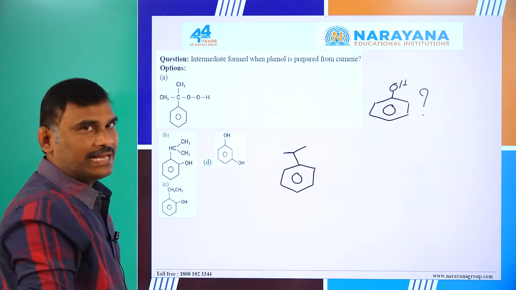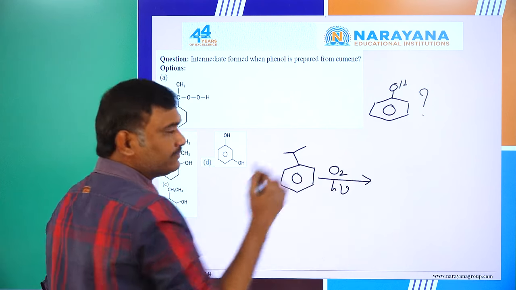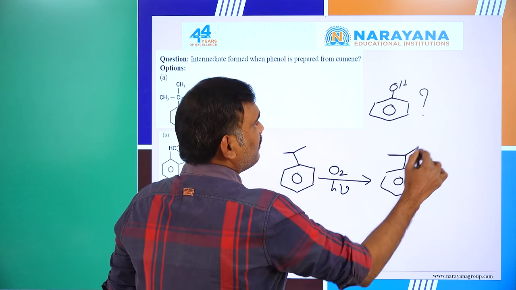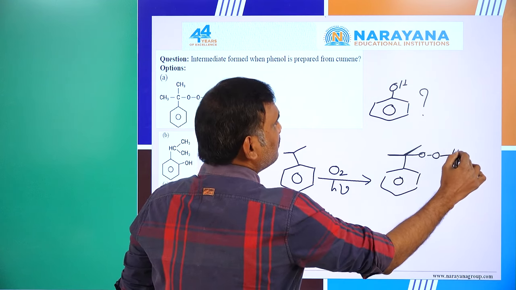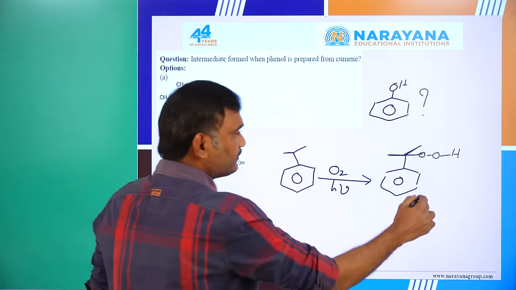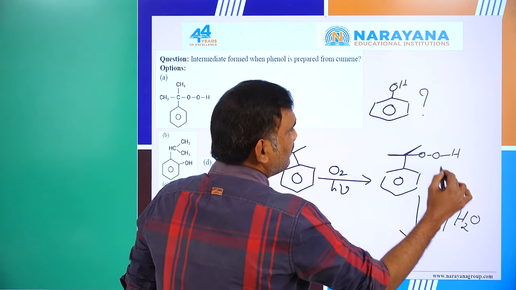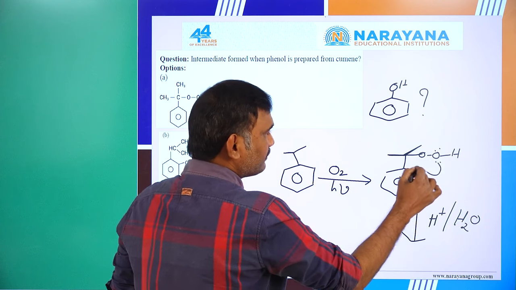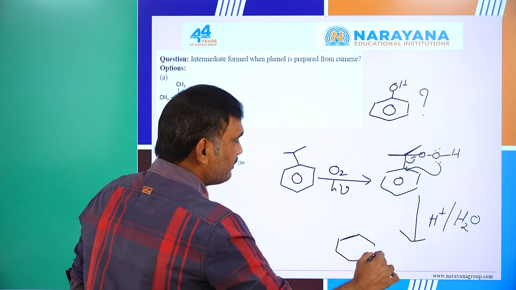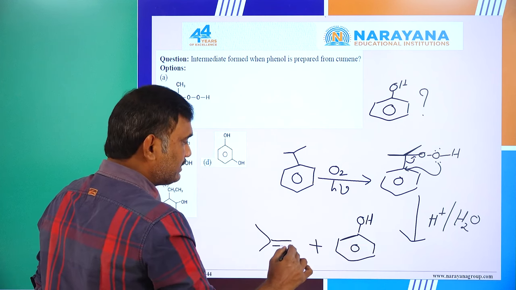Cumene hydrogen peroxide mechanism. When you treat cumene with oxygen in the presence of light, first it forms cumene hydrogen peroxide, which on hydrolysis, for your convenience, simply I am writing like this, happens. The phenyl shift occurs, and then we get phenol plus the byproduct acetone.